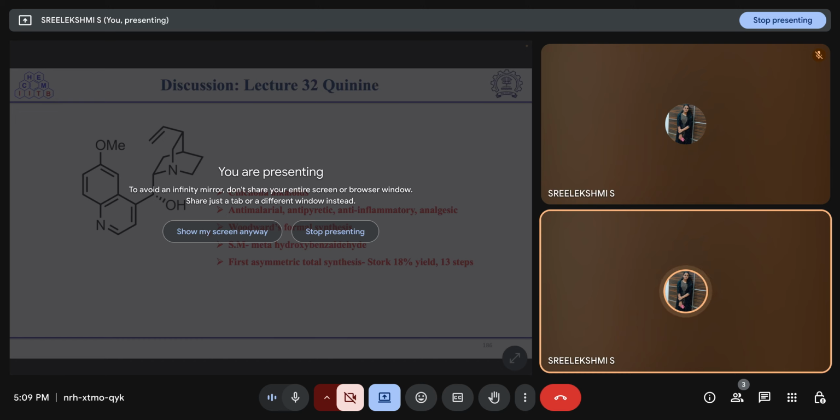The Mannich reaction was one of the key reactions they used in this total synthesis. Next is Stork's first asymmetric total synthesis. Stork was the first one to do an asymmetric total synthesis of quinine, which was completed in 2001, and they completed the synthesis in 13 steps with 18 percent overall yield.